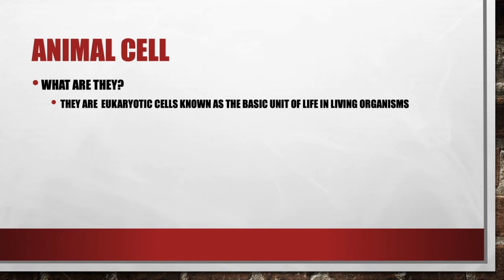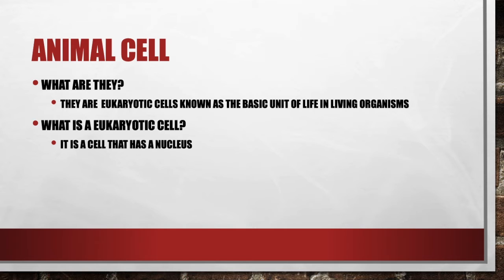What are animal cells? Animal cells are eukaryotic cells that are known as the basic function in all living organisms. And a eukaryotic cell is a cell that has a nucleus. There are 2 different types of cells. There's a eukaryotic cell and there's a prokaryotic cell. Prokaryotic cells do not contain a nucleus, but eukaryotic cells contain a nucleus because in all living organisms you must have a nucleus.